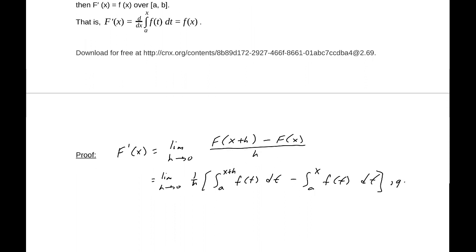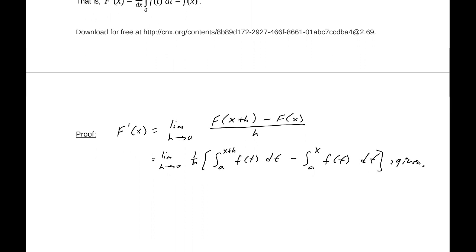Okay, and this is given. It's a given statement. All right, now we're going to use a property of our integral that we are given previously. Leave this one alone. The integral from a to x plus h of f of t dt, plus, I'm going to switch the limits here, t dt.